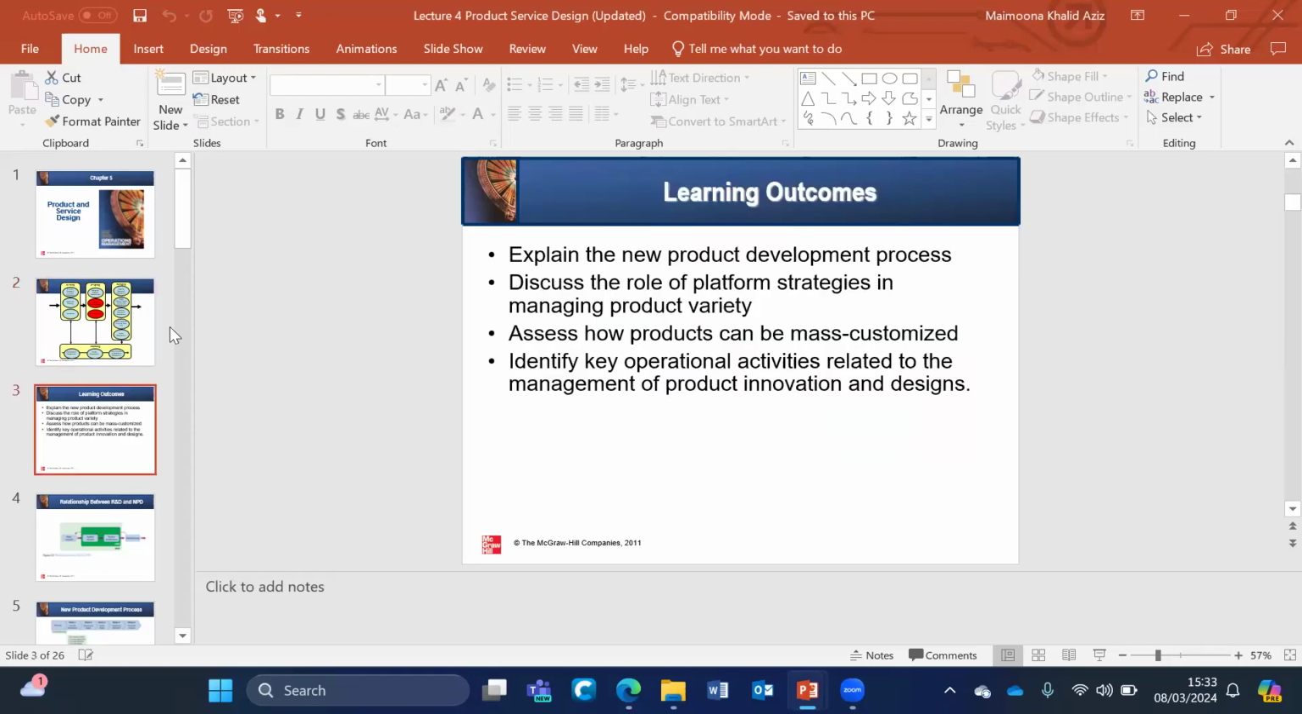So this chapter is going to tell us how we can have the new product development process, how we can discuss the role of different strategies, assess how the products can be customized for the masses, and we can identify key operational activities related to the management of product innovation and design.